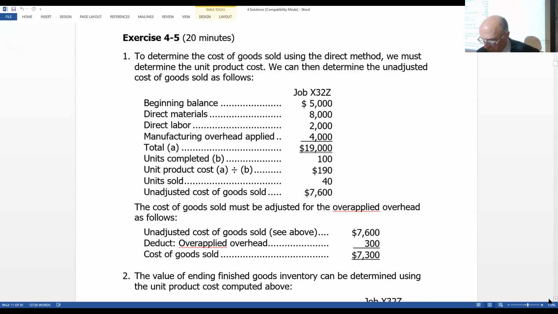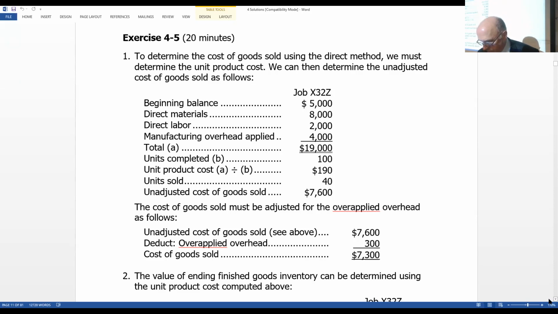Morrow Corporation had only 1 job in process during May, job X32Z, and had no finished goods inventory on May 1st. Job X32Z was started in April and finished during May, which means they're going to have some work in process inventory at the end of April because it's not finished. Data concerning that job appear below. The beginning balance was $5,000. Charged to the job during May, you had direct materials, direct labor, manufacturing overhead applied, meaning estimated. And then they completed 100 units. Units in process at the end of May were 0, and the units sold during May were 40.